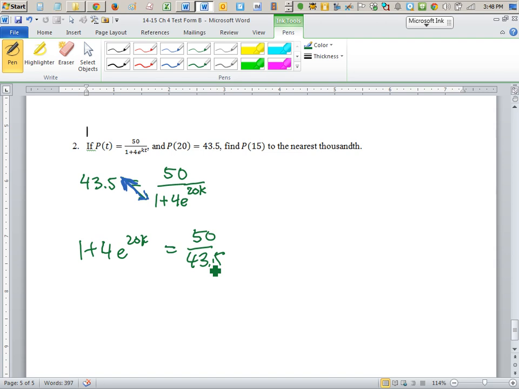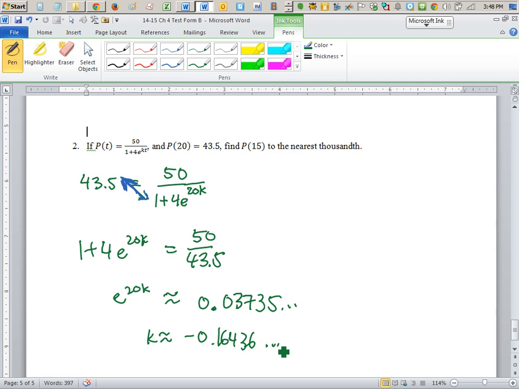50 over 43.5 is on my calculator right now. I'm going to subtract 1 and divide by 4. So I just got basically e to the 20k is approximately 0.03735 yada yada, which I will then ln and divide by 20. Okay, so this gives me k is approximately negative 0.16436, etc., which I'm going to store as alpha k.